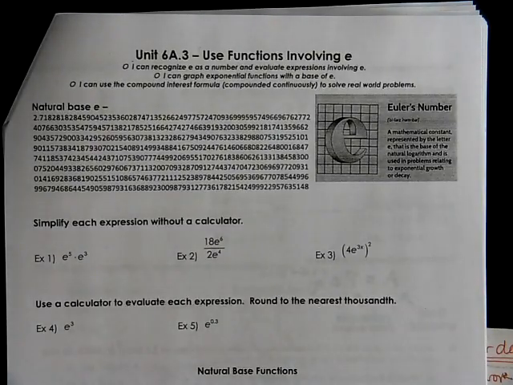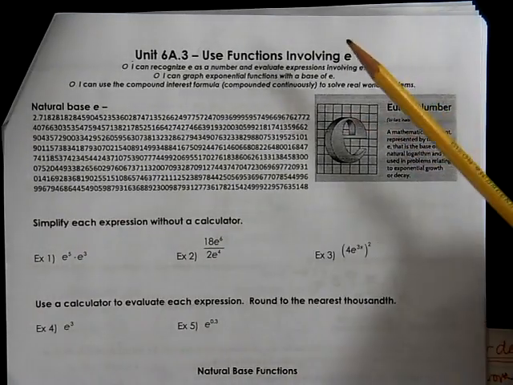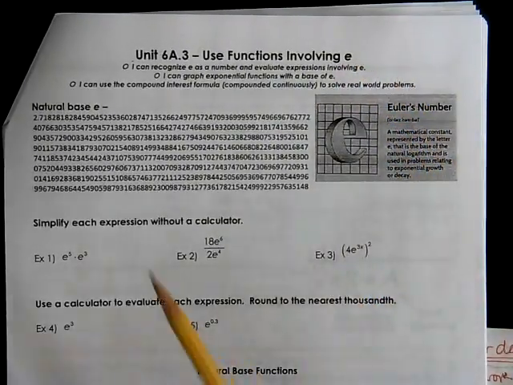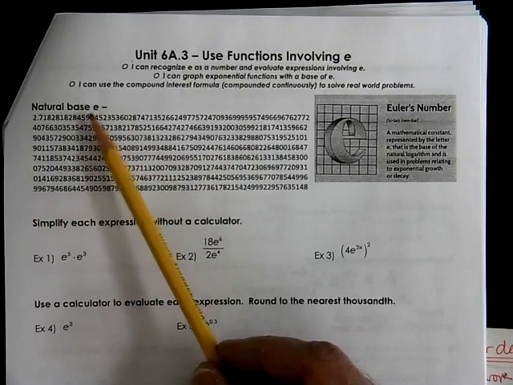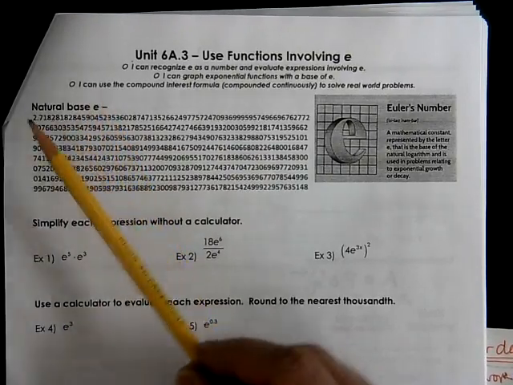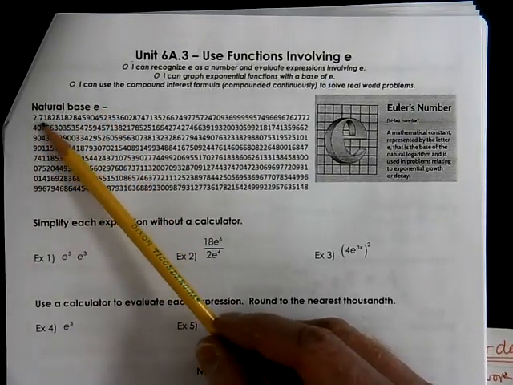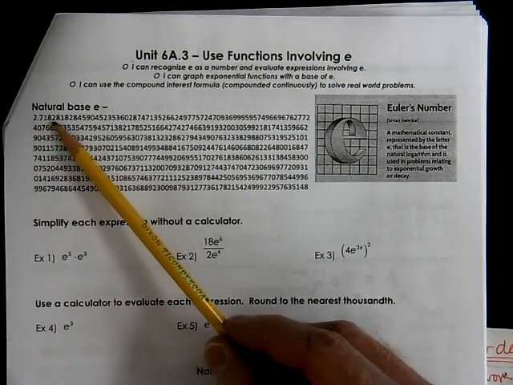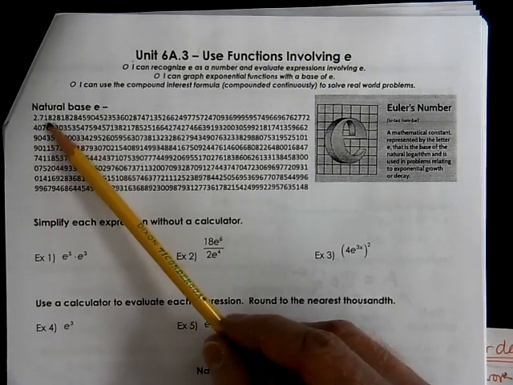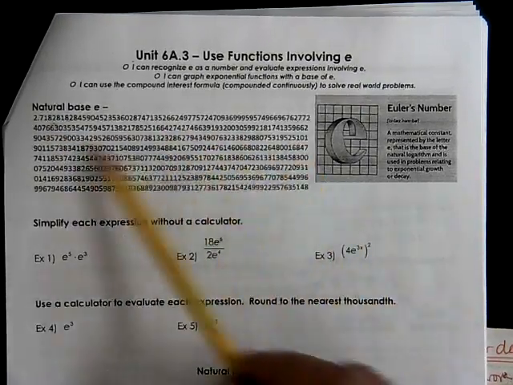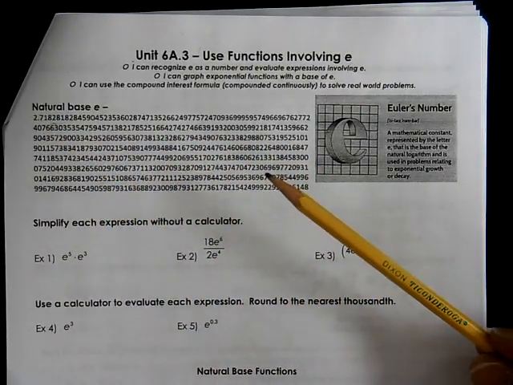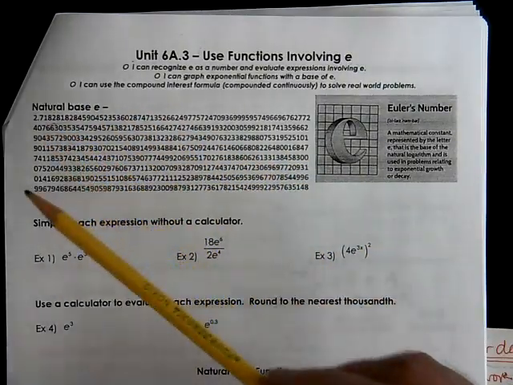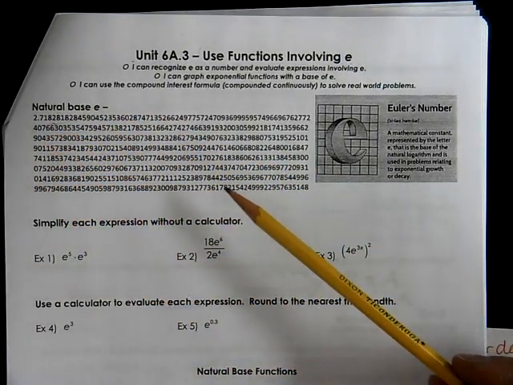This is Algebra 2 with trig, 6A.3. We're going to be talking about the function e. So the natural base of e, it's an irrational number. Here's a ton of the values of it. 2.718 is what we typically think about it as, but it does go on, just like the number pi goes on forever. It's irrational, just like pi.